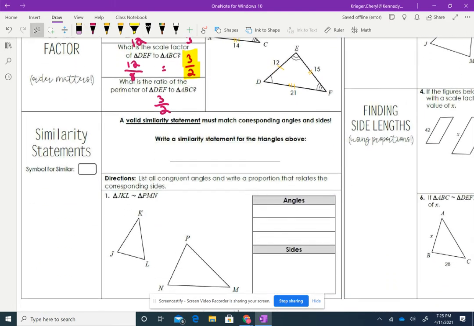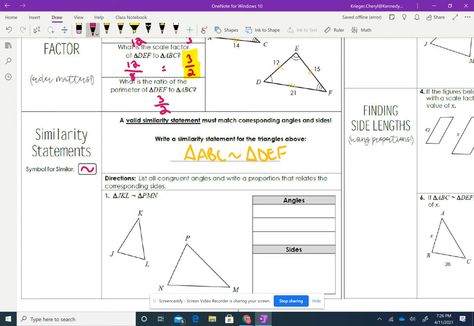Okay, so a valid similarity statement must match the corresponding angles and sides. Write a similarity statement for the triangles above. Triangle ABC is similar to triangle DEF. And I guess you guys have gathered by now the symbol for similar is that, it's like a little squiggly line. List all congruent angles and write a proportion that relates the corresponding sides.